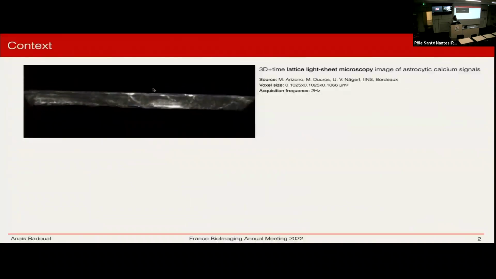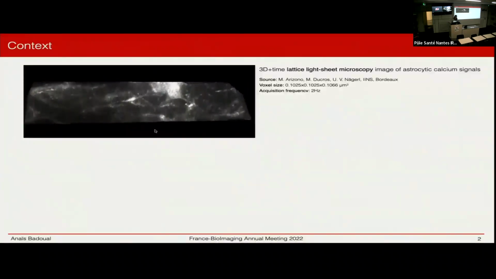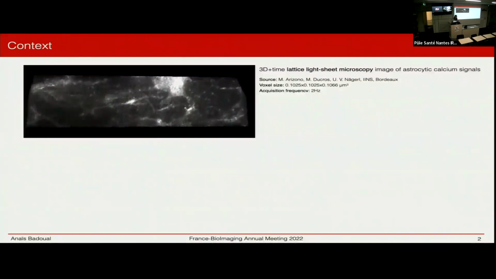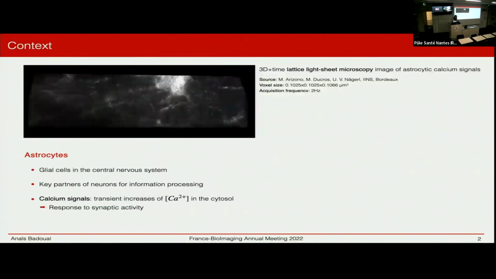So here I show you an image. It's a 3D plus-time multi-slice-sheet microscopy image of astrocytes. So what are astrocytes? Astrocytes are glial cells in the central nervous system that recently emerged as key partners of neurons in information processing. So you can see the mass, but you have the part with the soma here, with the nucleus, and you can get some ramifications.